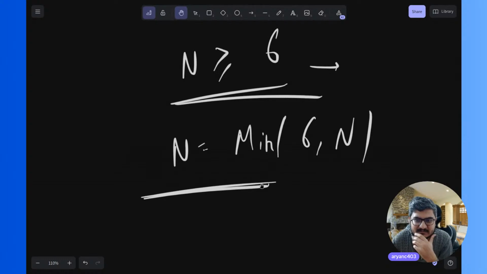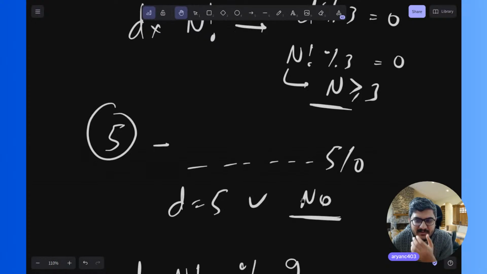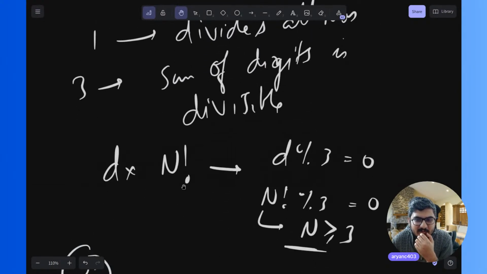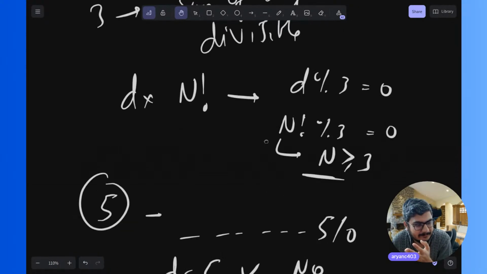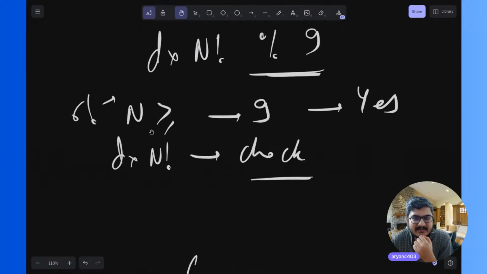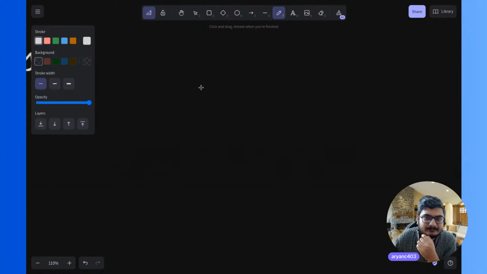This looks simple. For 1 it doesn't matter what the value of n is. For 5 also it does not matter. For 3, when n is greater than or equal to 6, n factorial is divisible by 3, so the remainder will always be 0 here. The same goes for 9: when n is greater than or equal to 6, 9 will divide n factorial, so the answer will always be yes. The problem remains how to solve for 7.